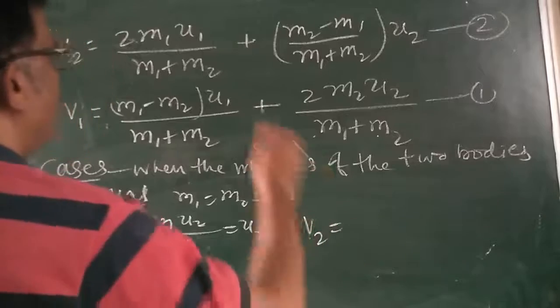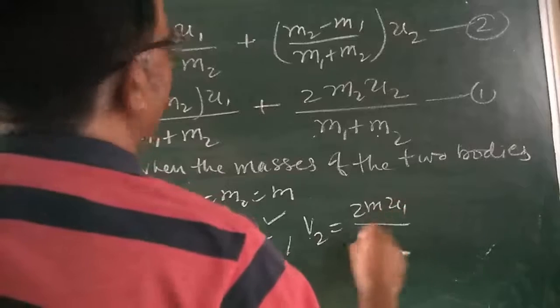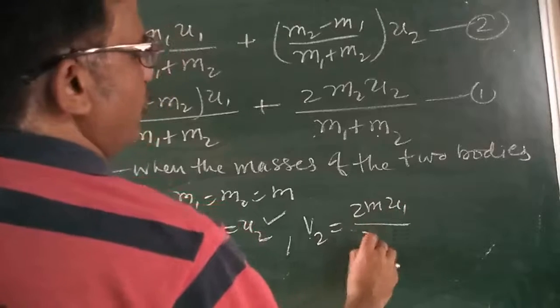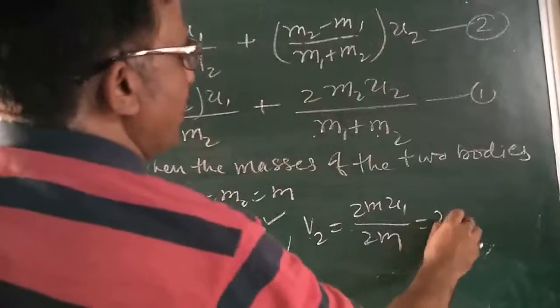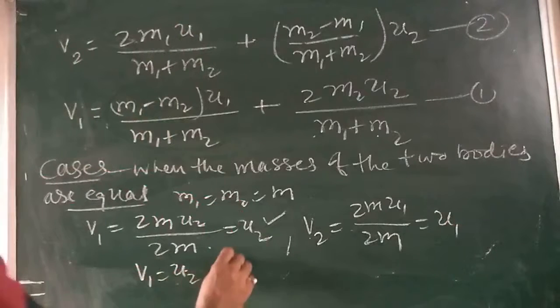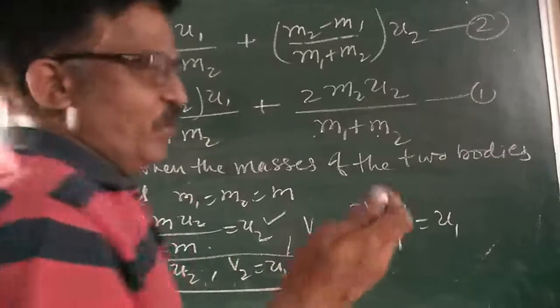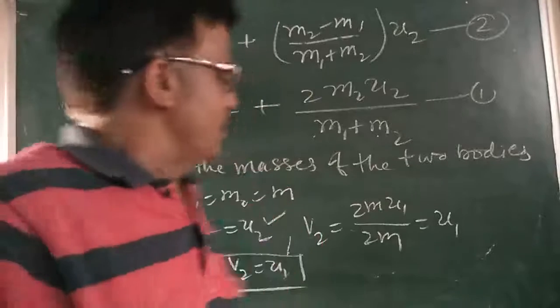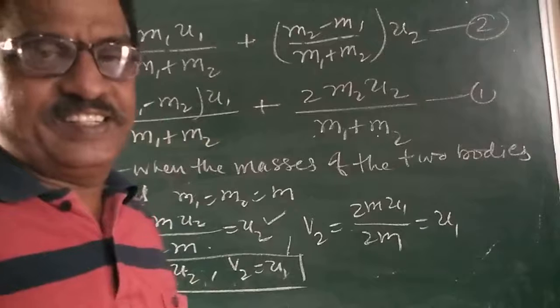Similarly v2, put here. Here it is 2m u1 divided by m plus m, that is 2m here, and this is cancelled because m1 and m2. So we are getting here u1. So what is the result here? v1 is equal to u2 or v2 is equal to u1. It's a very important result. Velocities are interchanged. First velocity converts into the second object and second velocity converts into the first object. It is clear. It's a very interesting result.